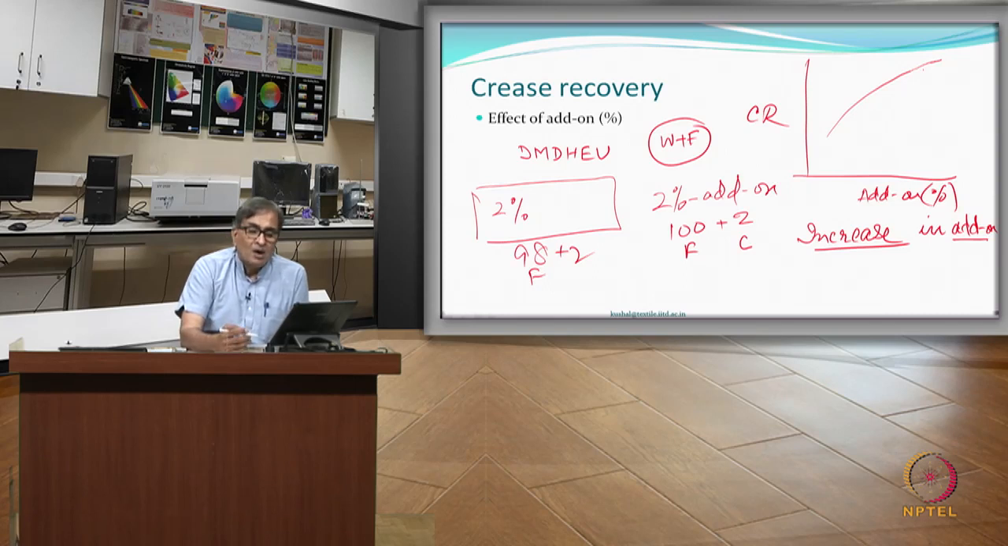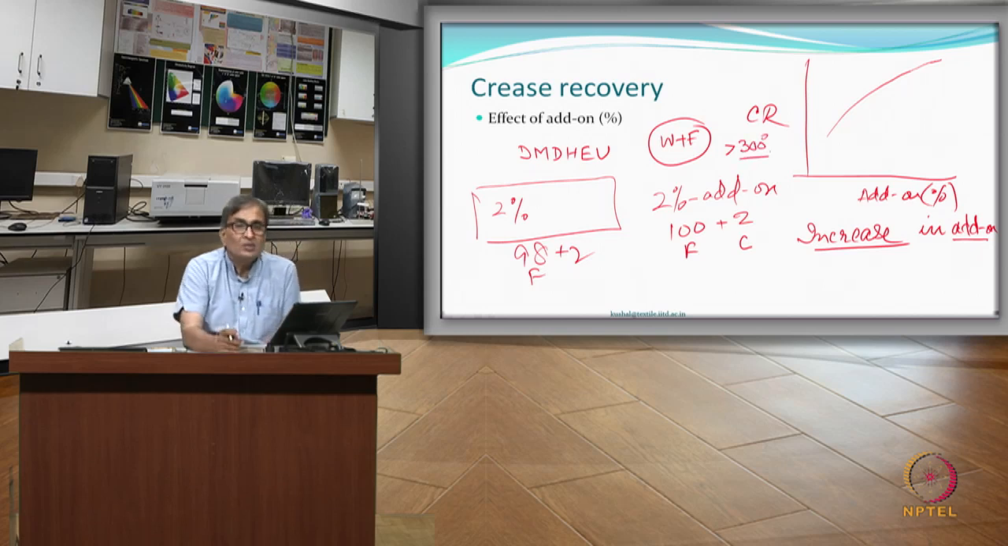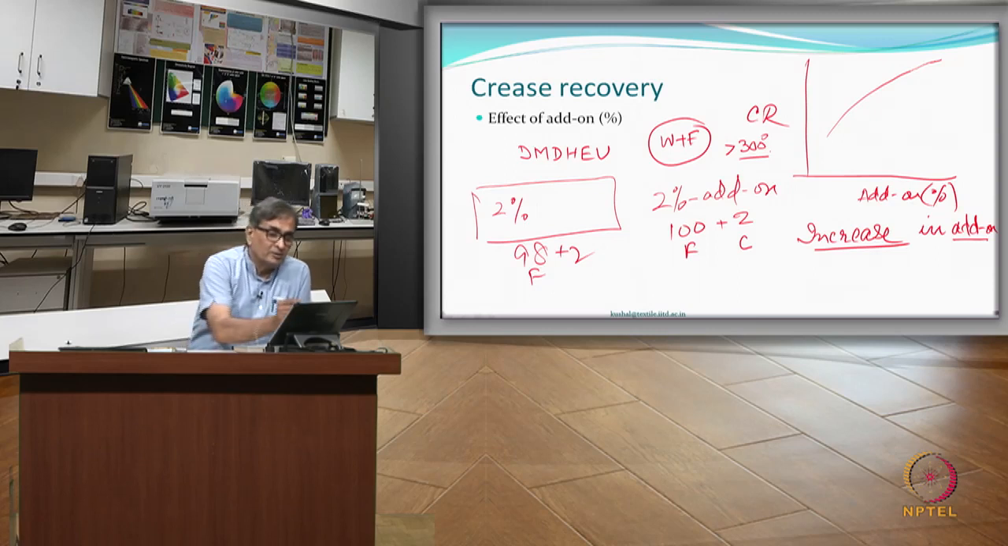So, how much crease recovery you want will also depend on what kind of material you want. If you want a very highly durable press type of material, then we may want crease recovery angles more than 300 degrees. Right? And if we are looking at a wash and wear, maybe we are around 280 degrees.